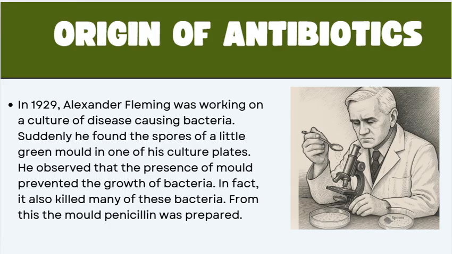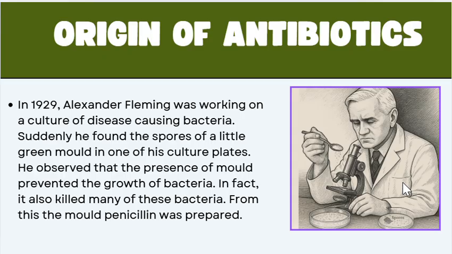In 1929, Alexander Fleming, this is his picture, was working on a culture of disease causing bacteria. Suddenly, he found the spores of a little green mold in one of his culture plates, this is his culture plate. He observed that the presence of the mold prevented the growth of bacteria. In fact, this mold also killed many of the bacteria. Therefore, from this mold, penicillin was prepared.